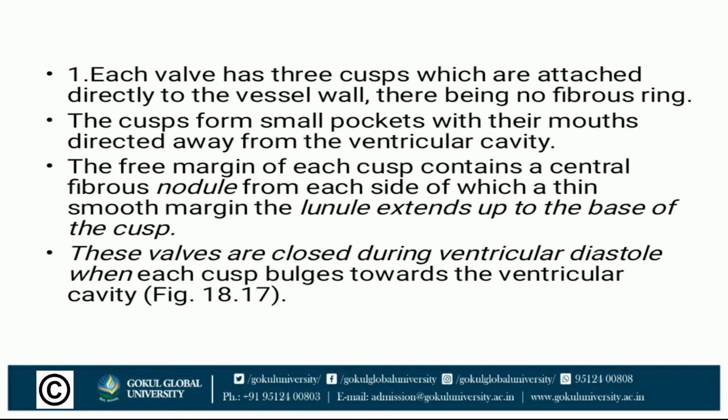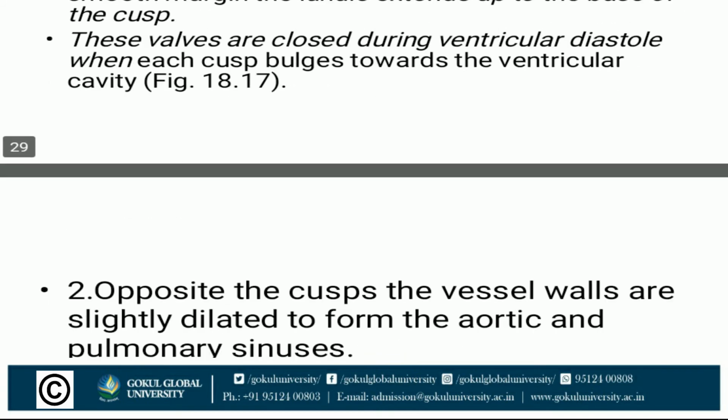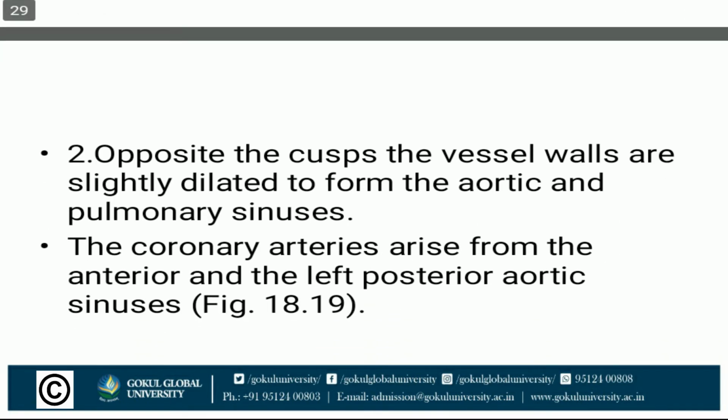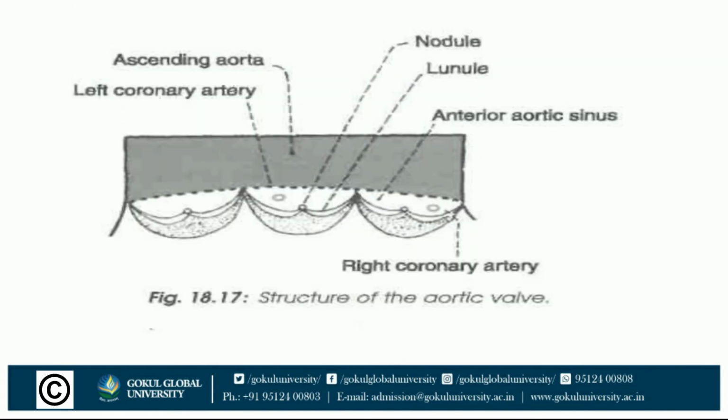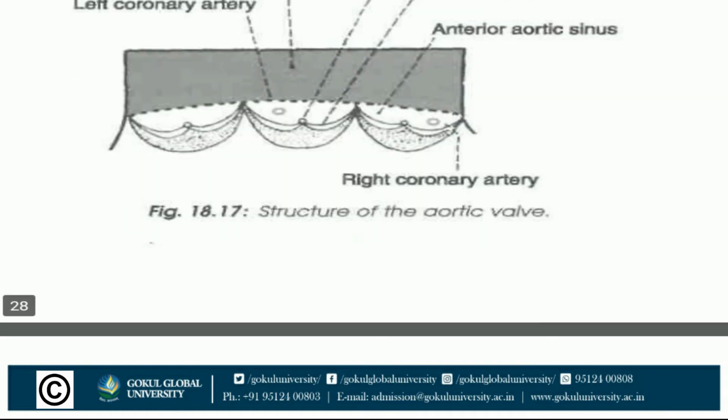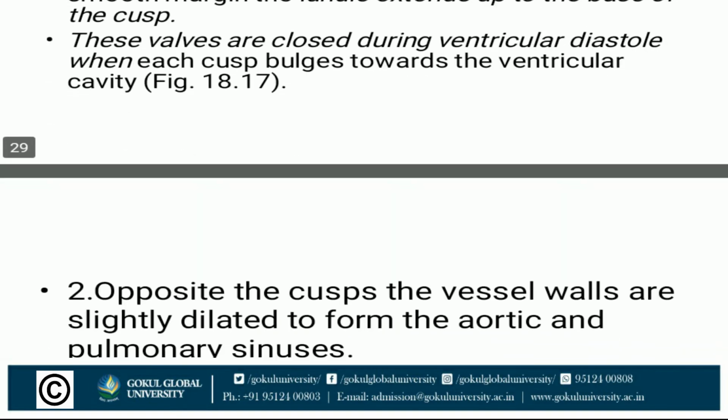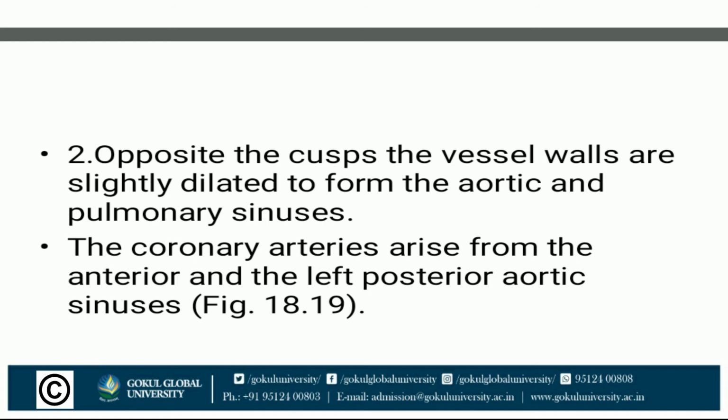The valves are closed during ventricular diastole when each cusp bulges towards the ventricular cavity. Opposite the cusp, the vessel walls are slightly dilated to form the aortic and pulmonary sinus. Here we can see the anterior aortic sinus. The coronary artery arises from the anterior and left posterior aortic sinus.